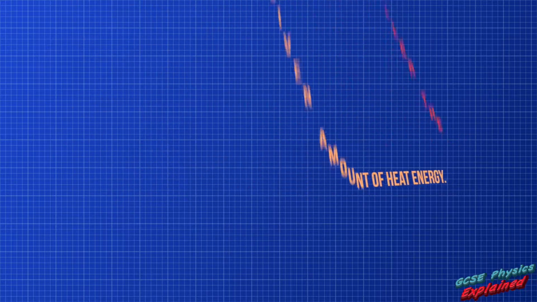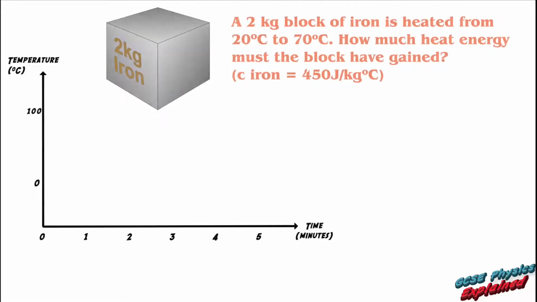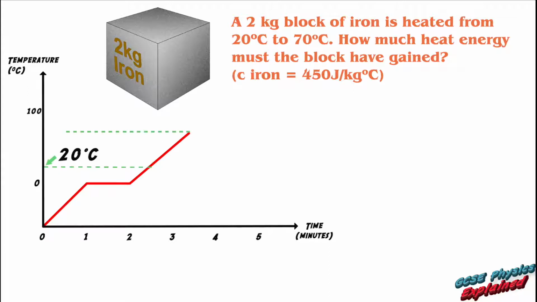Let me show you some different types of questions you might get asked in your physics exams, and I'll show you how to answer them. I'll use a temperature time graph to help you visualise what's going on. Let's imagine you've got a 2 kilogram block of iron. The block is heated from 20 degrees C to 70 degrees C. How much heat energy must the block have gained?